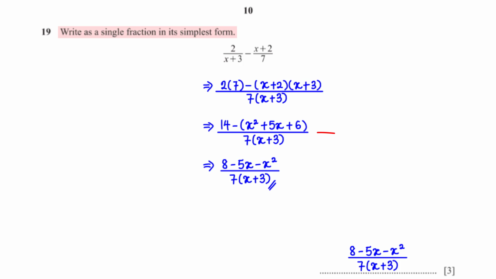2 times 7 is 14. When we expand x plus 2 times x plus 3, we get x squared plus 5x plus 6. When we simplify this, we have 8 minus 5x minus x squared. And so our final answer here is 8 minus 5x minus x squared over 7 times x plus 3.